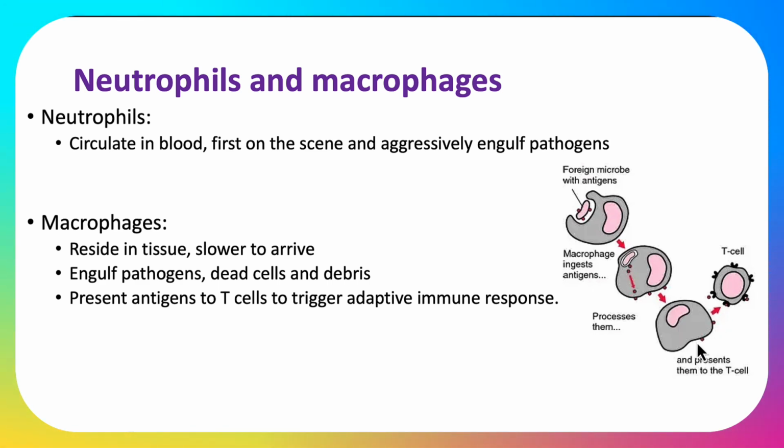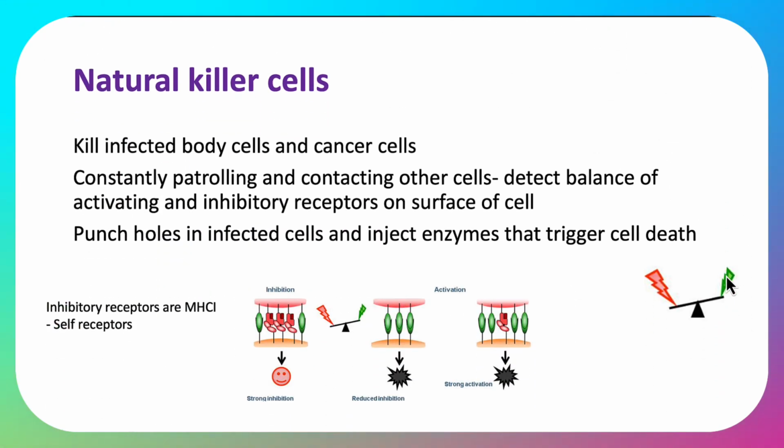Now that's really important for the next step, that adaptive immune response, which we'll talk about in the next video, because they present these antigens from the pathogen on their surface, and that stimulates the adaptive immune response. Now, we've also got natural killer cells. They kill infected body cells, but they also kill cancer cells.